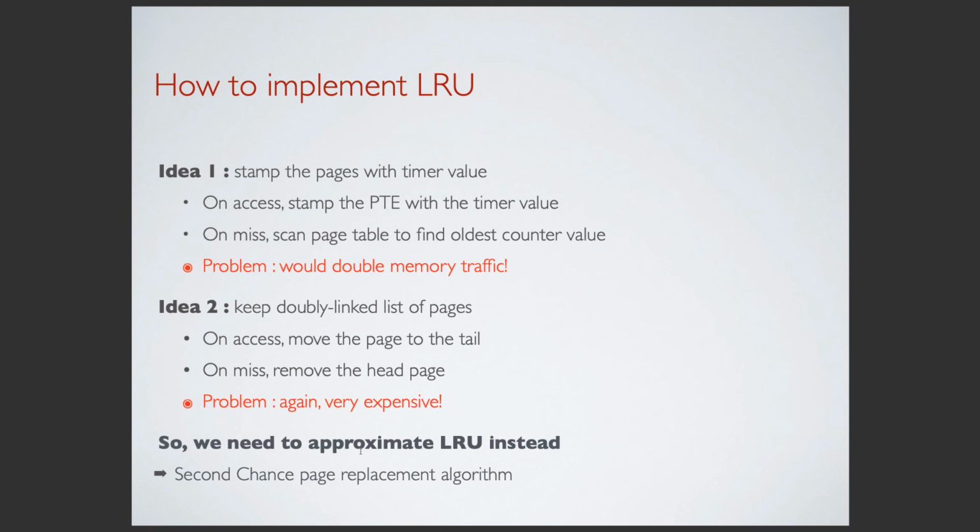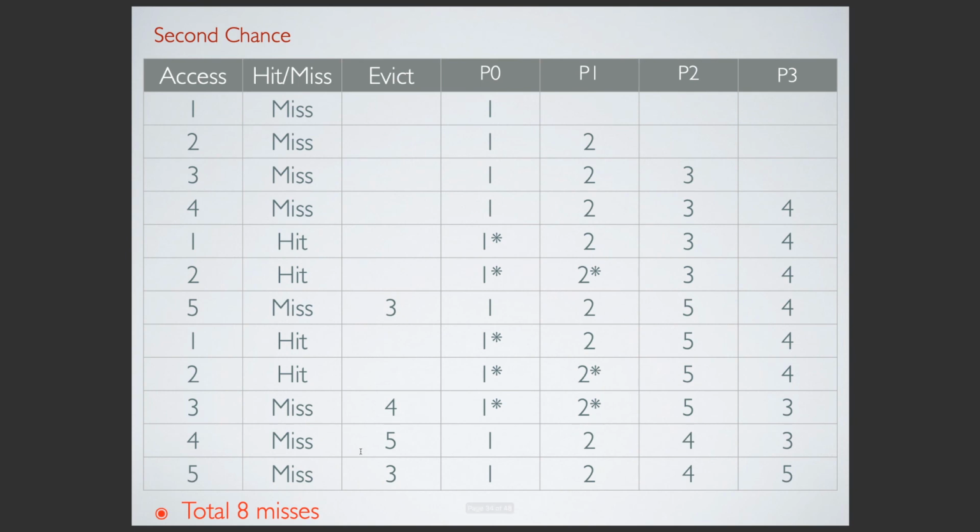LRU again is not implemented in systems. What we have is something we call second chance. Second chance is going to use something we call an access bit. If you remember last week, I told you that inside our page table, we can store information about when a page was accessed, and it's just one bit. Let's see how we're going to use that.